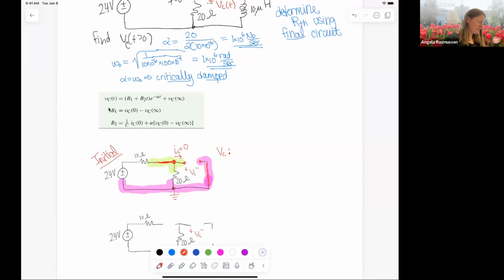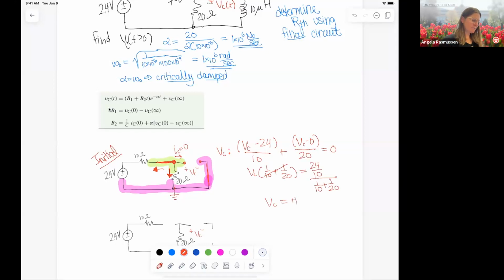And then from there, you can say, what's this current going to be? If I'm to write that current expression for the node voltage. Correct. VC minus 24 over 10. And then the current going down, VC minus 0, if you want to write that, over 20. And I only have the two currents, so that's easy to say. Now I can solve these. I can combine the terms for the VC, take over the 24 over 10, and this will end up being 16 volts when I plug that in. So that gives me my initial value for VC. So I have my initial current, my initial voltage.